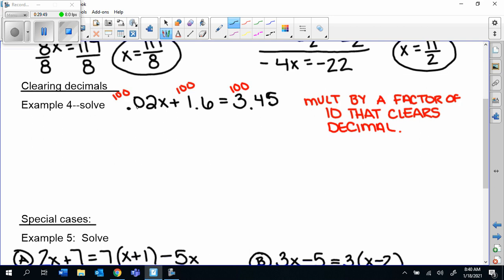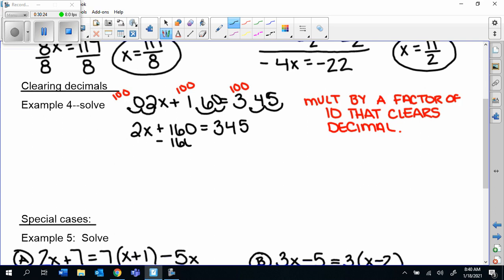If I multiply 0.02 times 100, the effect will be to move this decimal place 2 times. And so I'll write down 2x, no decimal. If I multiply 1.6 times 100, it's going to move this decimal 2 times. I'm going to need a little placeholder right here, so it's going to be plus 160. And when I multiply this back piece, it moves that twice, and I end up with 345.